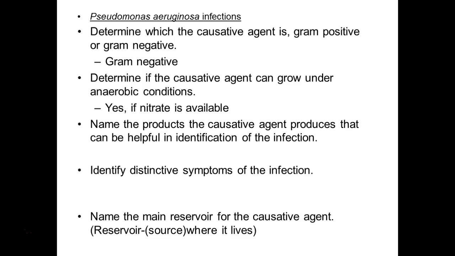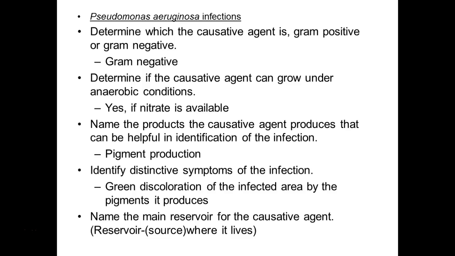So the causative agents that this guy produces that help in the identification, the products that this causative agent produces, are those dyes, right? So it's the pigment production that you see, that greenish discolorization. So distinctive symptoms would be that greenish discolorization of the affected area.